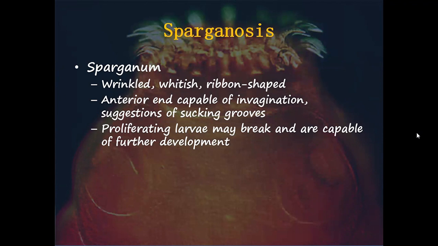So how will it appear? The plerocercoid larvae is sometimes termed a sparganum, and it appears as a wrinkled, whitish, ribbon-shaped larvae. The anterior end is capable of invagination and has an appearance similar to sucking grooves. Proliferating larvae may break, and the broken portions are capable of further development.